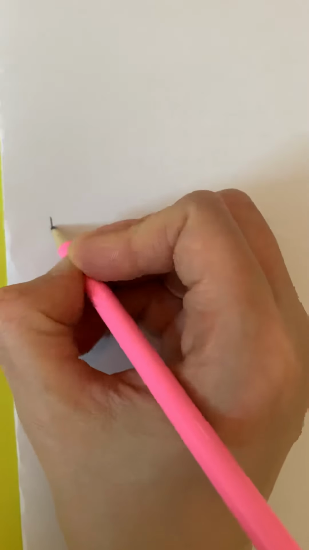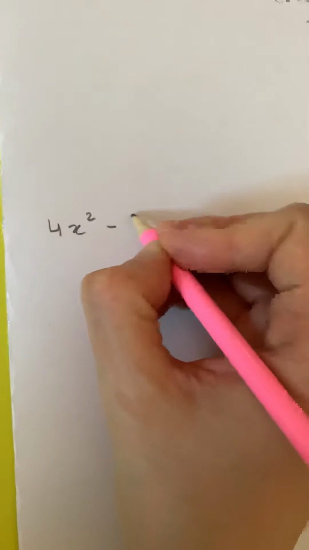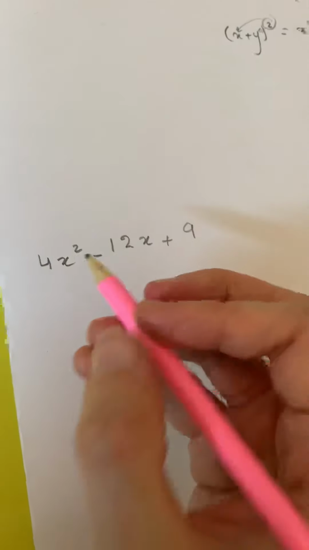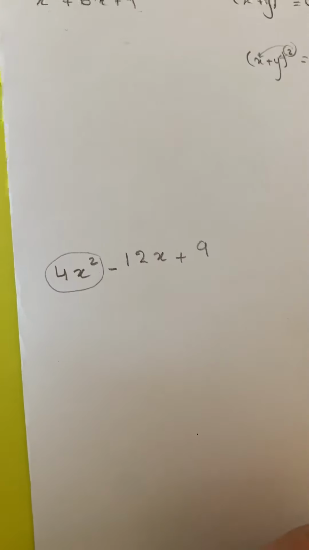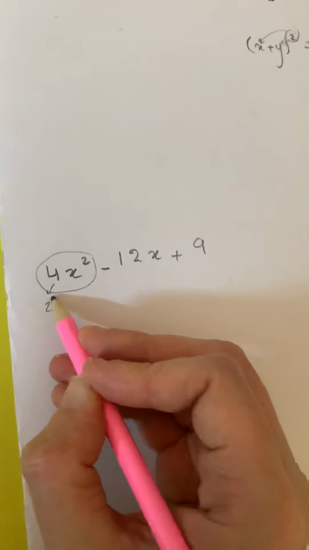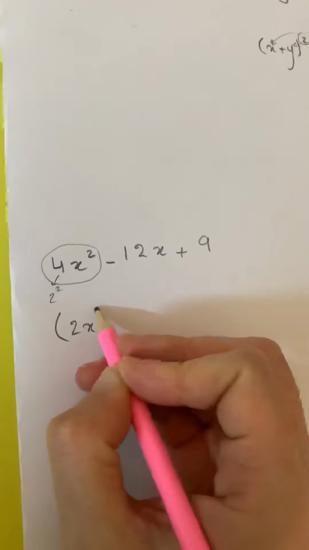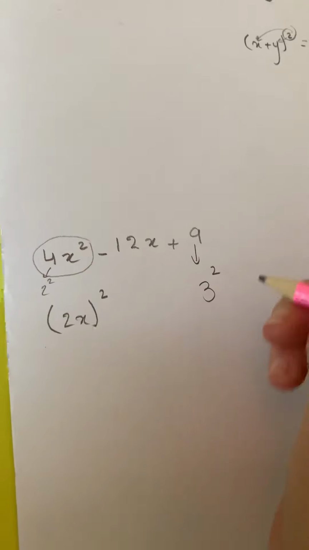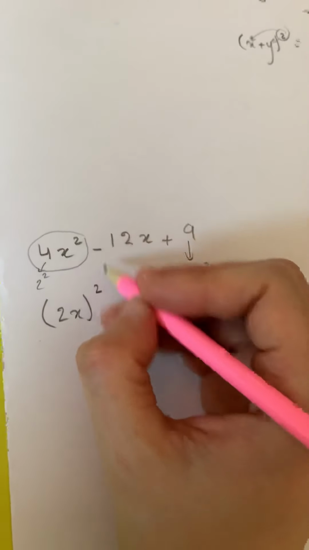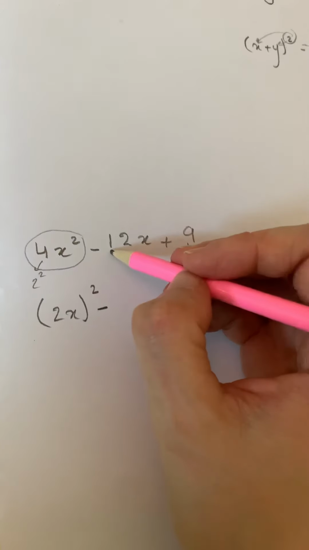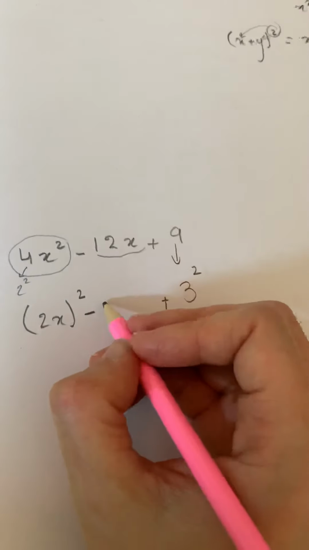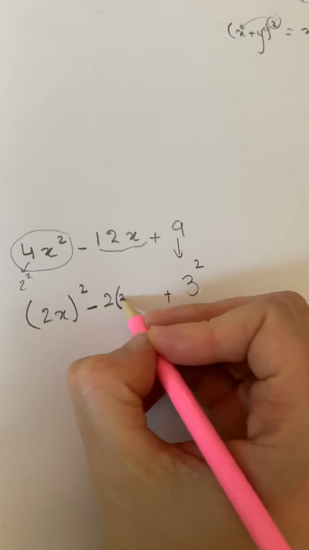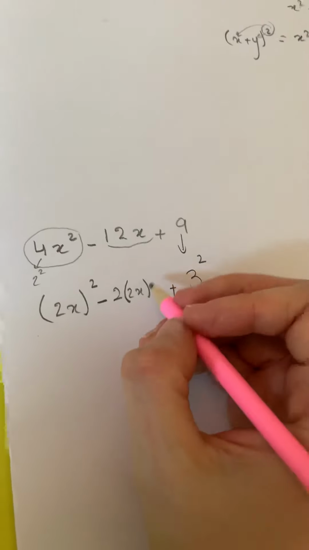Okay? Let's try another example. What if they gave you 4x power 2 minus 12x plus 9? So I need all of this to be power 2. So since 4 is 2 power 2, I can write it as 2x power 2. And 9, you can write it 3 power 2. Here I have a minus. Now 12x, I need to write it as 2 times the first, which is 2x, times the last, which is 3.